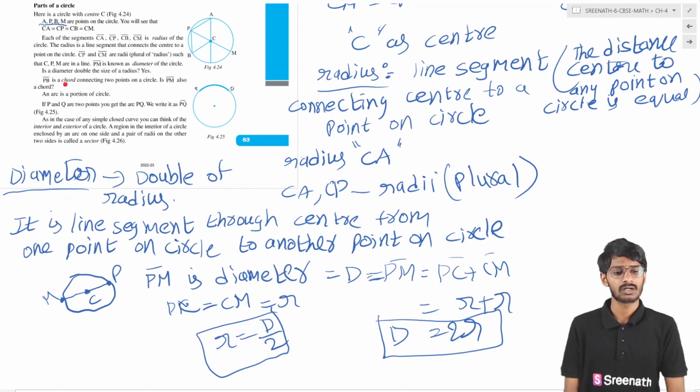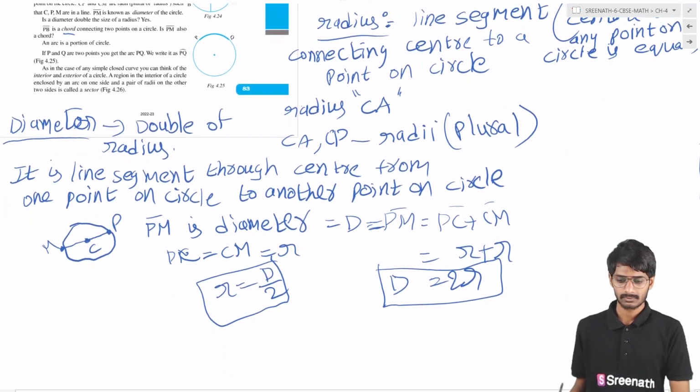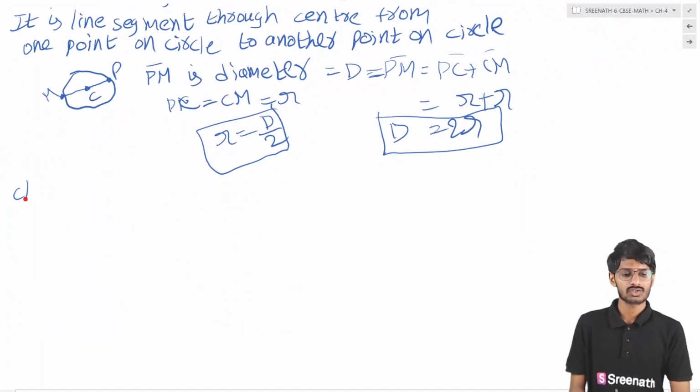Next thing is about the chord. So this is one point on the circle, this is another point on the circle. So there is a line segment from one point to another point on the circle without passing through the center. We call it the chord, students. Okay, next thing is about the chord. What is a chord, students?